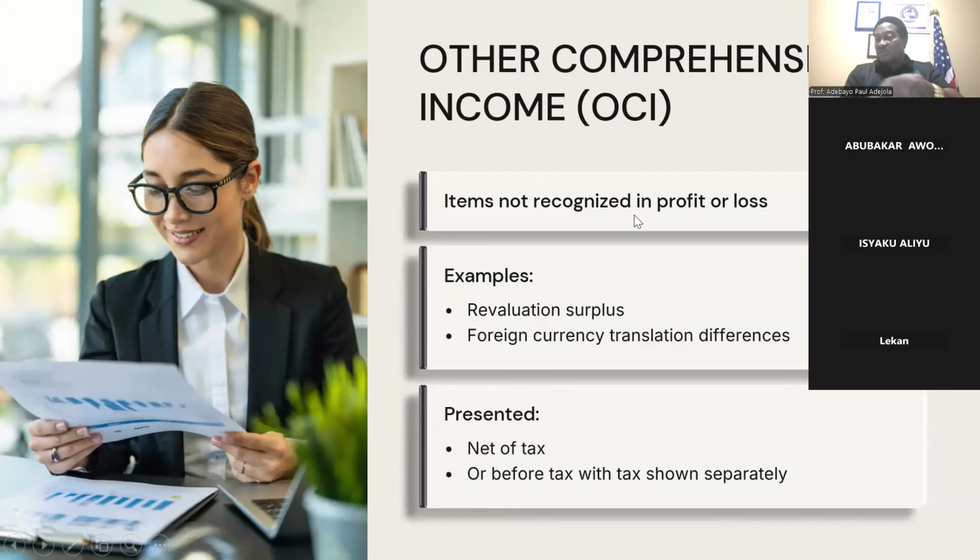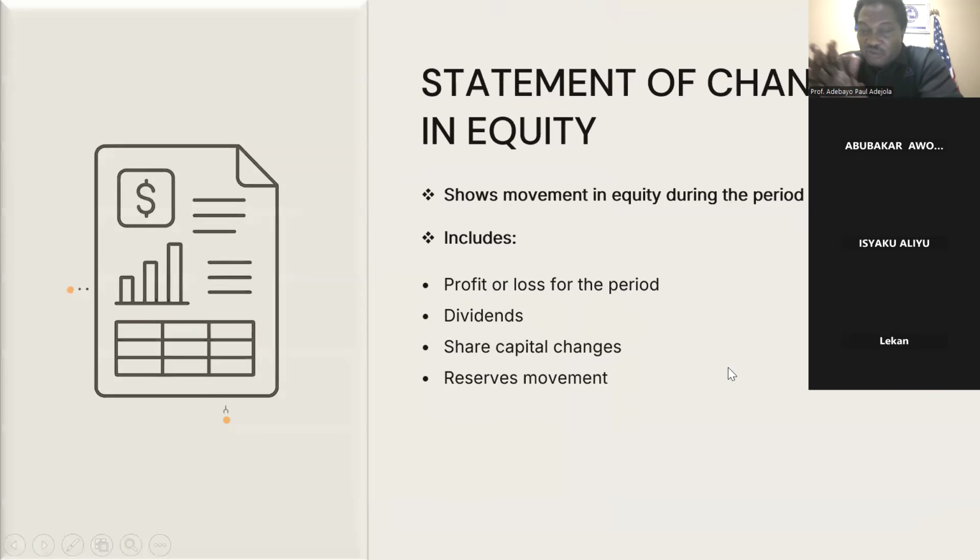See other comprehensive income? See it now. Items not recognized in profit or loss. I've just given us examples now, like forex: foreign exchange gain, foreign exchange loss. See it here. Example, revaluation surplus, foreign currency translation differences. Presented net of tax or before tax with tax shown separately. Here we have another statement: statement of changes in equity.